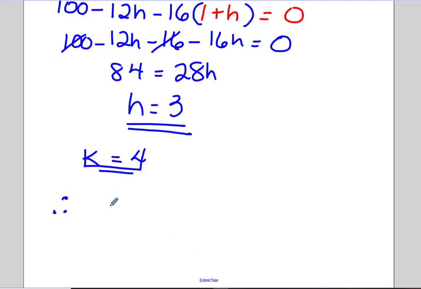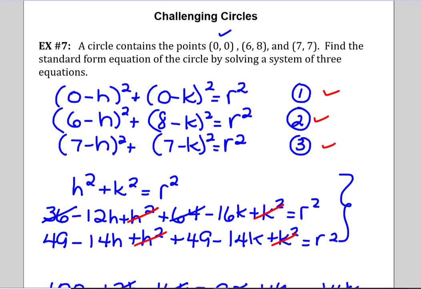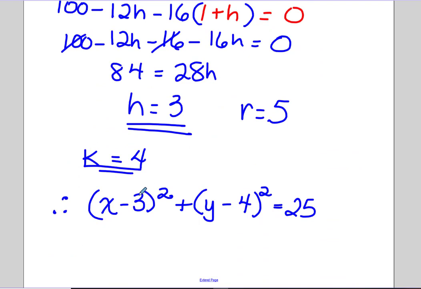And that tells me that our center is (3, 4). So (x minus 3) squared plus (y minus 4) squared is going to be, what's our r? If the center is at (3, 4), that's a 3, 4, 5 triangle. So our r is going to be 5, and r squared is 25. You could come back up here to equation 1: if h is 3 and k is 4, then 3 squared plus 4 squared is equal to 25. So our r squared is 25.